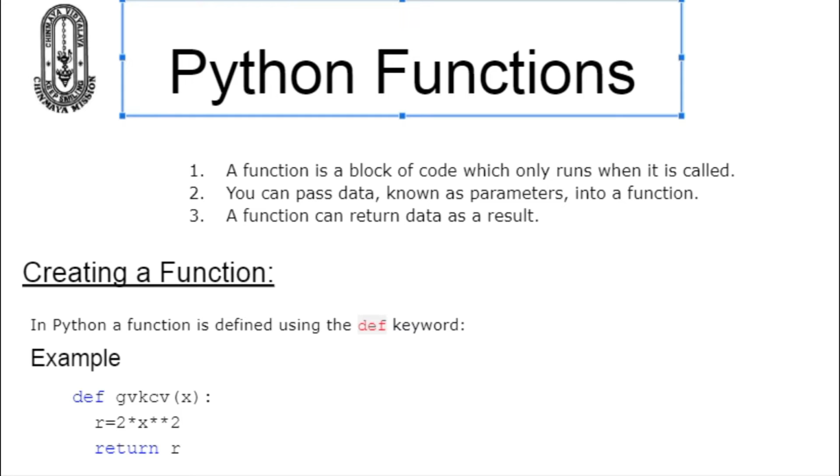Here we have only two statements in the body of the function gvkcv. One is an expression, r = 2x², and the next statement uses the keyword return to return the data which is stored in the variable r.